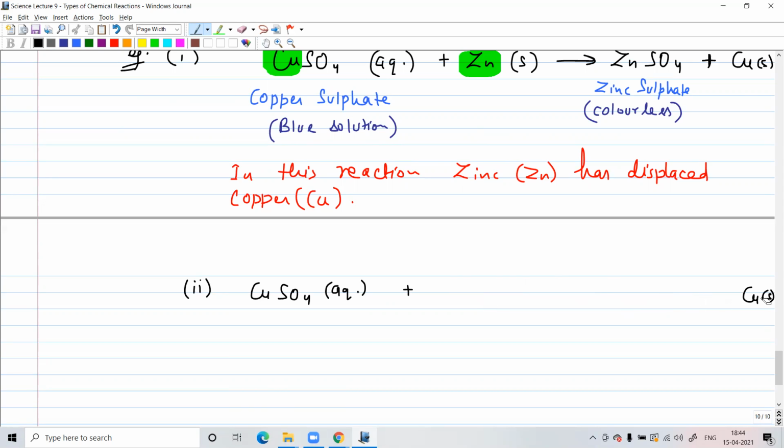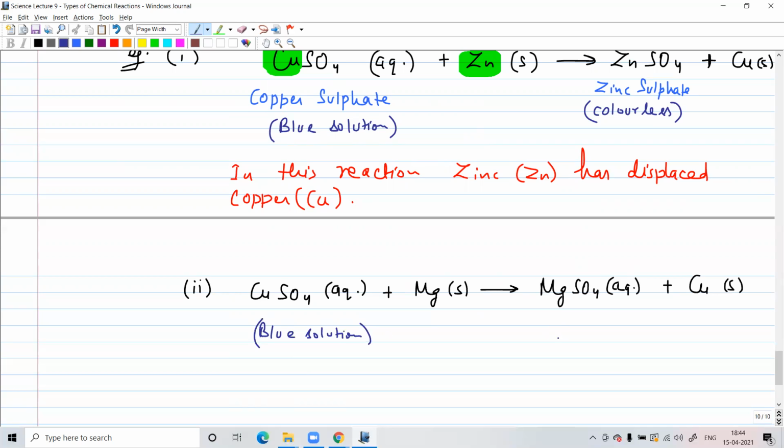Okay, I think I'm writing too much, and I'm grabbing space on the right side. So let me write it clearly. MgSO4 plus copper, which is solid. Okay. So these names, should I write them again? No, right? You'll be comfortable with the names. Just let me write the color. Again, this is blue. And this one is colorless. MgSO4 is also colorless.